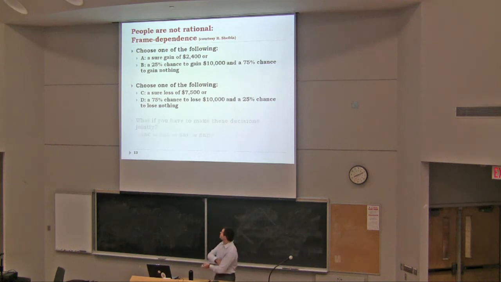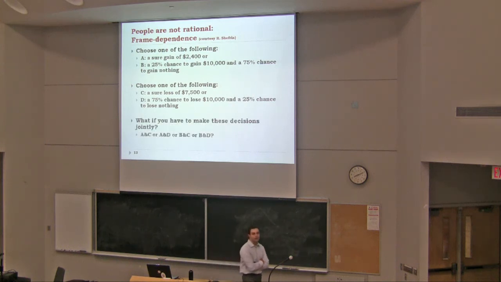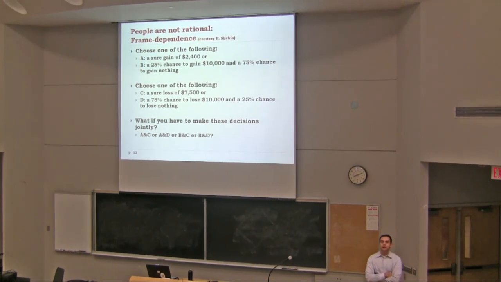Now, let me make this more interesting and say, what if you had to pick two at a time? A and D, or A and C, or B and C, or B and D. Would you change your mind? Most of you picked A and D. Would you still pick A and D? Who would still pick A and D? If you have to pick two, both will happen to you. This is not a test. Who would stick to A and D? Who would switch? What would you switch to? A and C, B and C, B and D, what would you switch to? B and D.